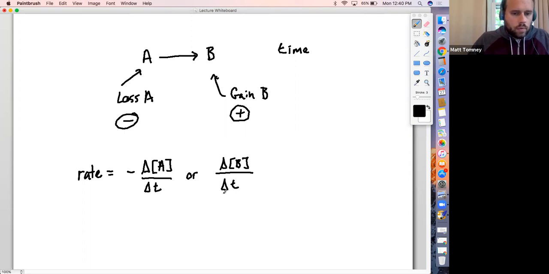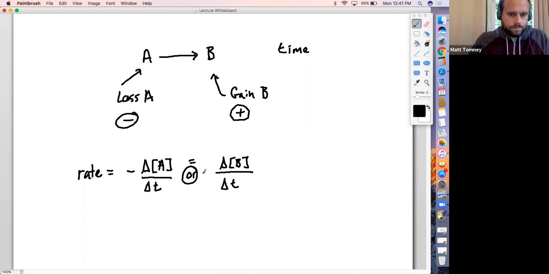So let's talk about what this means. This means that I can define the rate of my reaction as the loss of concentration of compound A over some period of time, or I can define the reaction as the gain in product B relative to its concentration over a change in time. So when we say or, we are saying equals. That means that this is the same as saying this over here.